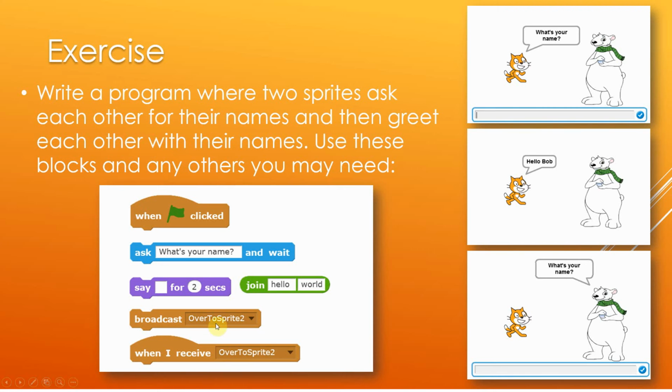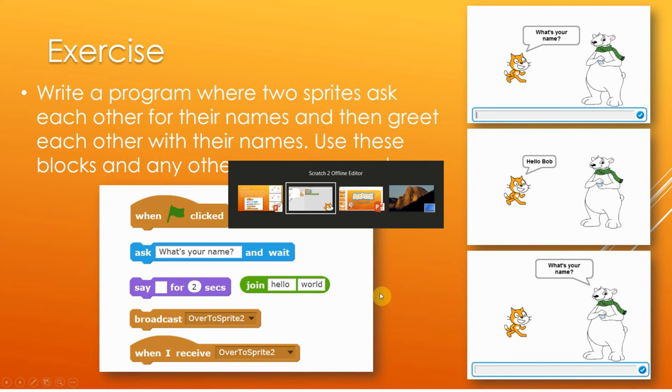We're going to use some broadcasting. So when the cat is finished, we're going to say broadcast over to sprite 2, and then on the polar bear we are going to say when I receive over to sprite 2, it will start asking the cat its questions. Now the code that we use on both the cat and the polar bear is going to be exactly the same, except that on the polar bear we won't do a broadcast back to the cat, and instead of using a when green flag clicked, we're going to use a when I receive over to sprite broadcast event. So let's go and see what that looks like.